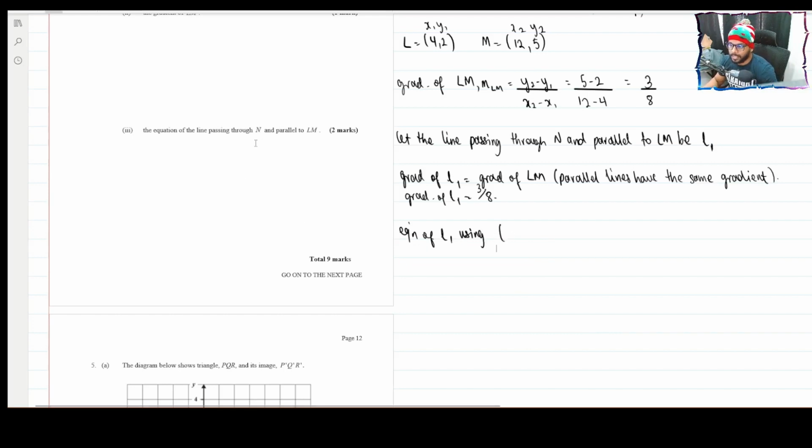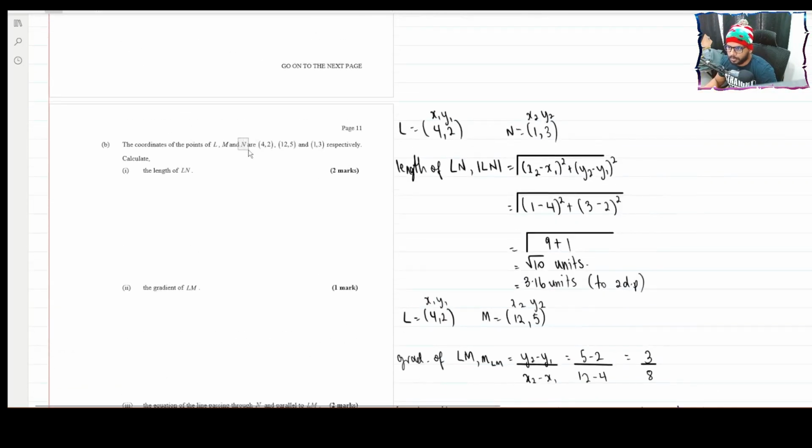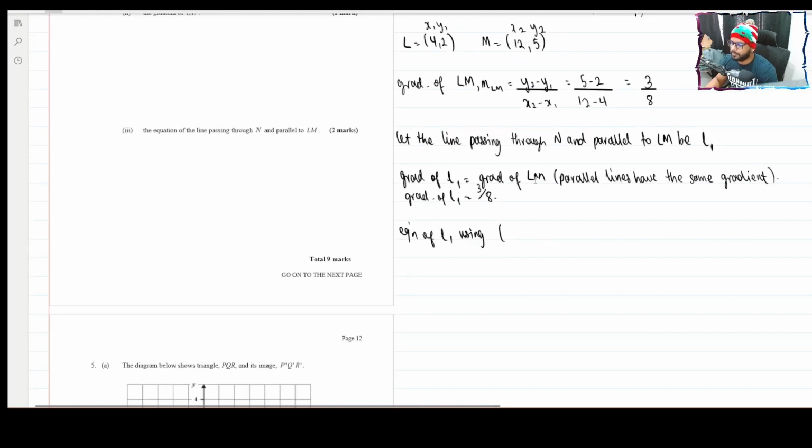I'm using the point N. N was the last point in the question, which will be 1, 3. Y minus y1 is m into x minus x1. And this is the formula I will use to calculate the equation of lines. If you want to use y is mx plus c, plug in your points and calculate c, no problem at all. We will get the same answer in the end. This is my x1 and my y1. Y minus 3 is 3/8 into x minus 1.